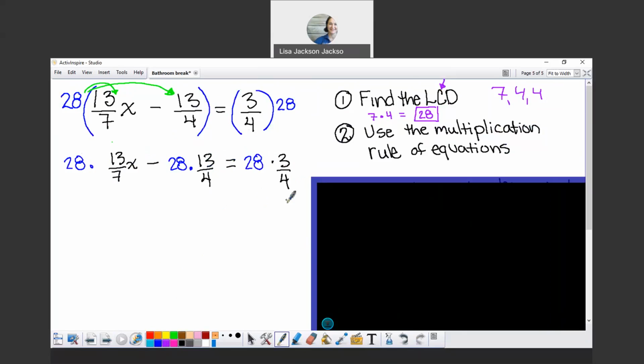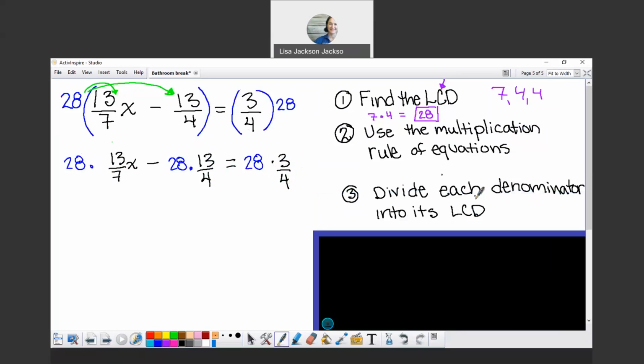Okay, we are not going to multiply these. Instead, we are going to remember that fractions are divisions. So this is 28 times 3 divided by 4. Instead of doing 28 times 3, I'm going to skip to 28 divided by 4, 28 divided by 4, 28 divided by 7. So that is my next step. I'm going to divide each denominator into its own LCD.